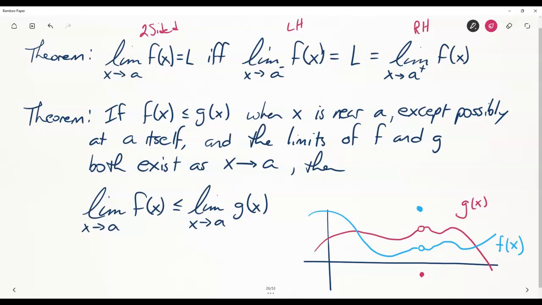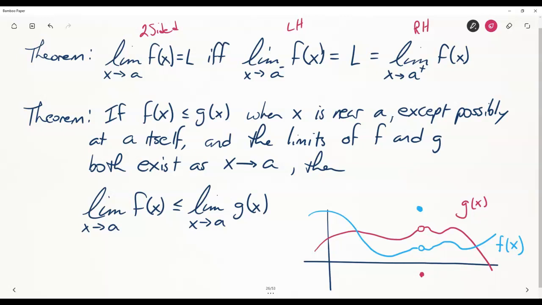So, the other theorem, this is the one that's a little more important, because this is going to help us gain some insight on what to do when we encounter a function that's a little difficult to take a limit of. Our assumptions here are that we're starting with two functions, f of x and g of x. f of x is in blue and g of x is in red. And in our assumption, f of x is less than or equal to g of x when x is near a, except possibly at a itself.